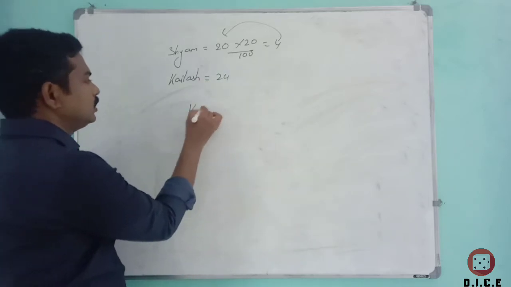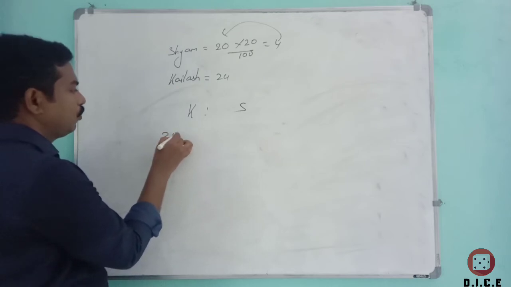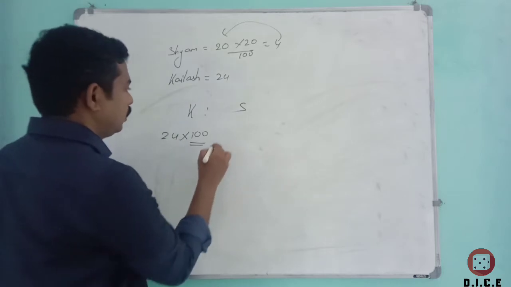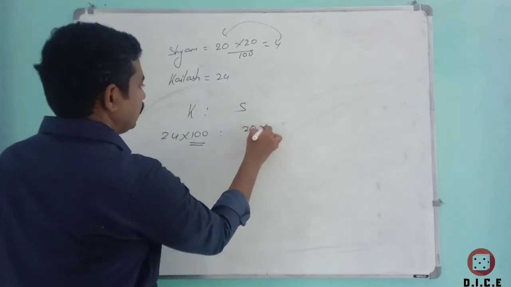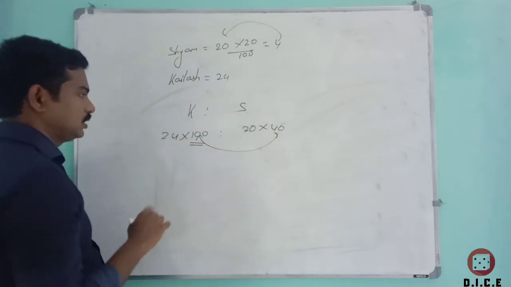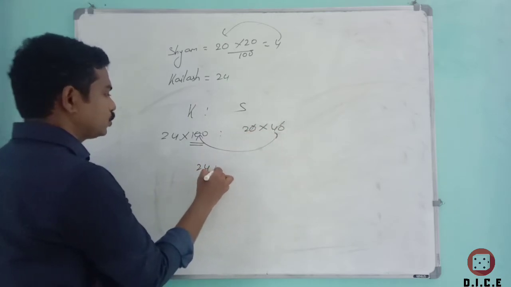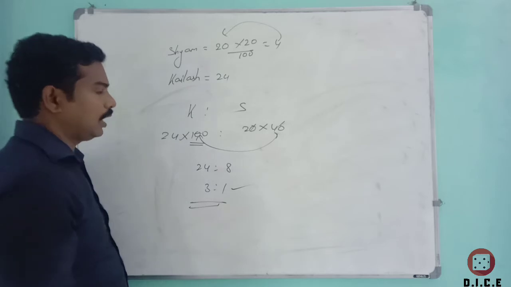Therefore, Kailash is to Shyam. If you take Kailash's rate as 100 rupees per liter, Shyam's should be 40, because the difference should be a gap of 60. Therefore, the zeros cancel here: 24 is to 8. Therefore, the answer is 3 is to 1. So option A is the right answer.